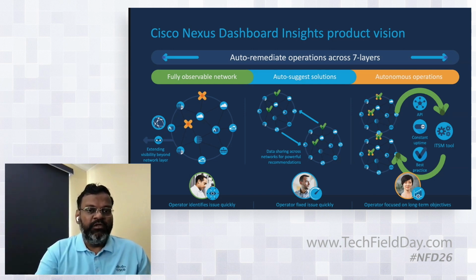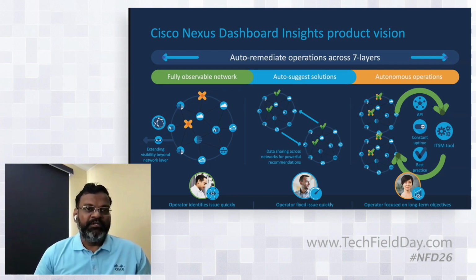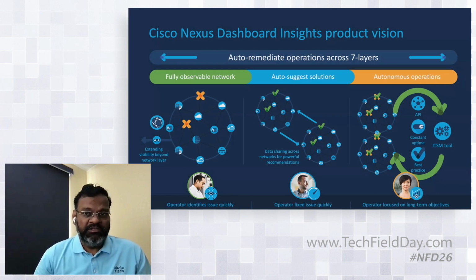And with the scaling into multi-cloud and modern data center fabrics, the size and scope of deployments are growing into hundreds or even thousands of devices. This results in operational complexity, and the cost of managing these devices has grown exponentially, as it takes longer to troubleshoot issues using multiple tools and methodologies.